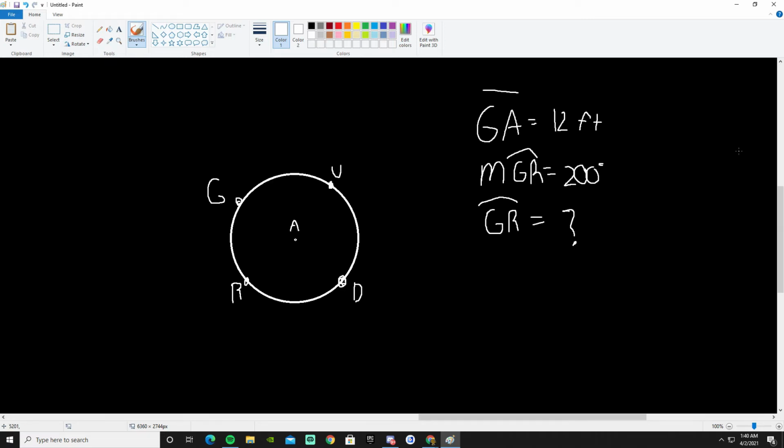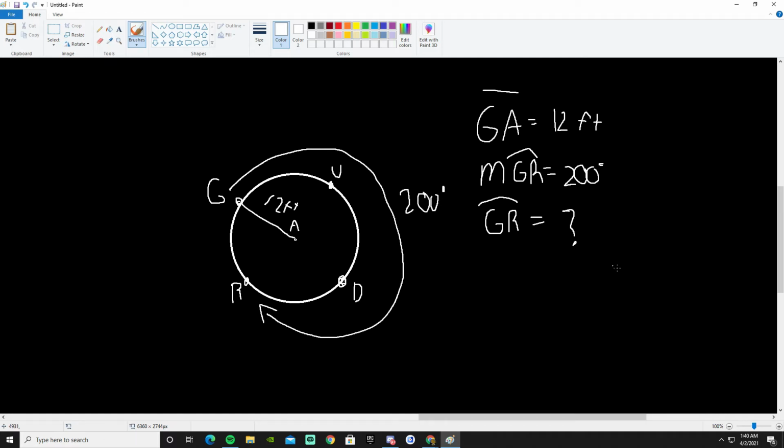Then this is question number 2, which is this. What it's asking is to find the arc of GR. So this is the radius, obviously. From here to here is 12 feet. And then major arc GR, which is the longest arc, would be from here all the way to here. And that's 200. That would be 200 right there.